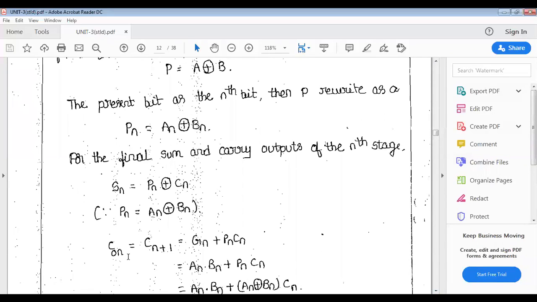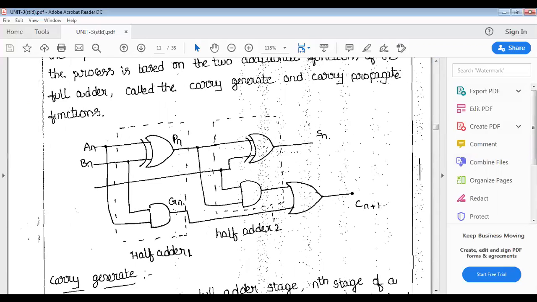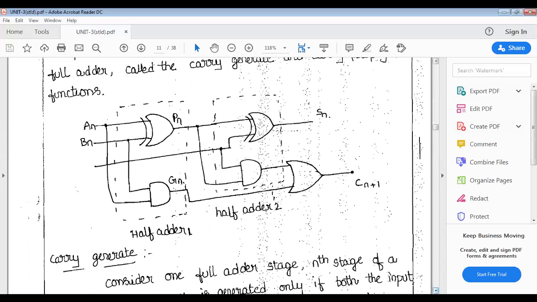Cn is nothing but the carry. Taking it as Cn plus 1, you see in the circuit, this is Cn plus 1. One input of the OR gate is Gn, and the other input is from the AND gate. The AND gate inputs are Cn and Pn. Means Cn plus 1 is equal to Gn plus Pn into Cn. Let us see the equation here.